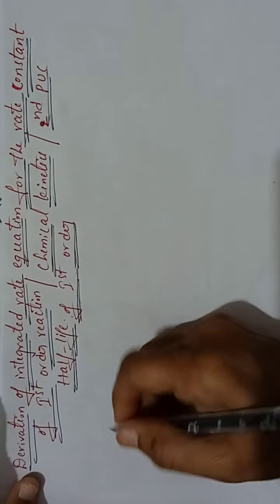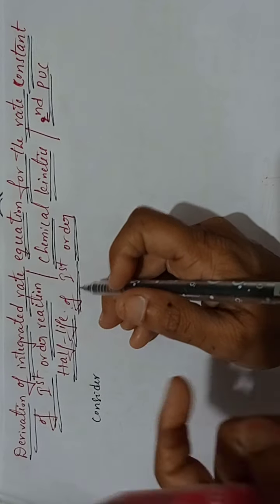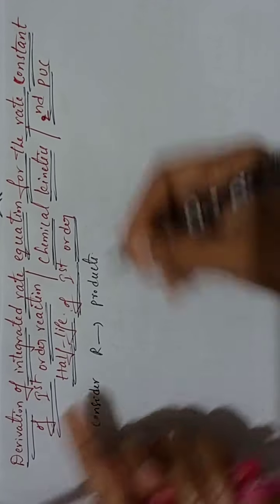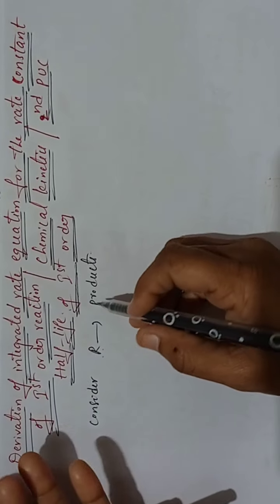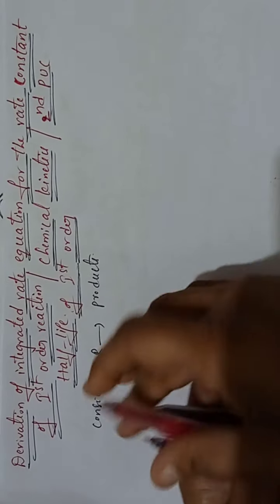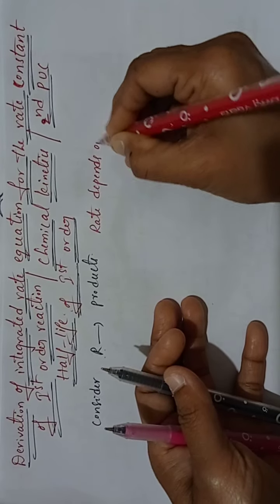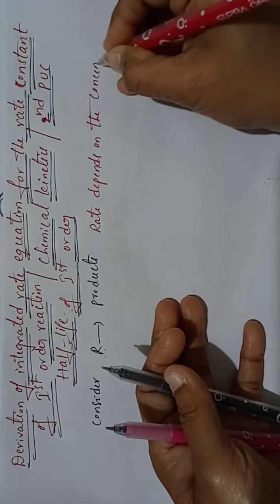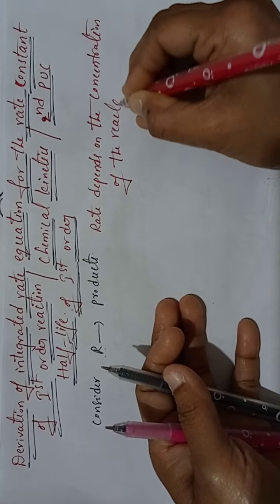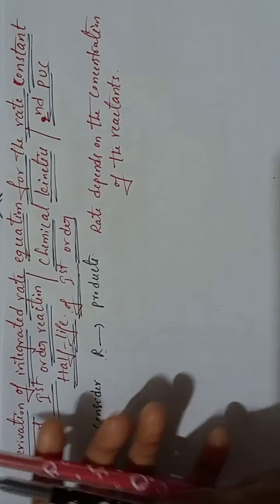So first of all, just consider one reaction. Reactants give products. R means reactants give the products. So we know that rate mainly depends on the concentration of the reactants, correct or not? Rate depends on the concentration of the reactant, students, correct? Concentration of the reactants. Now here, how do we write the rate as a formula?